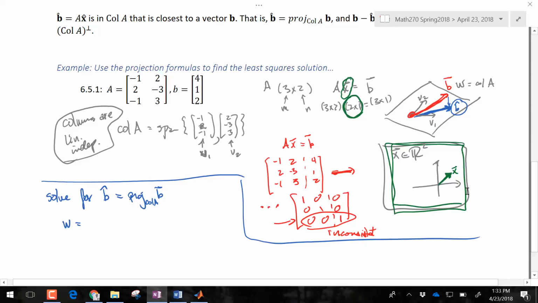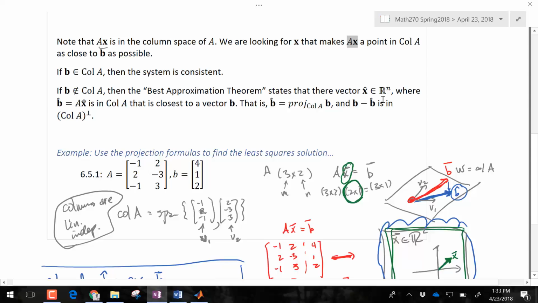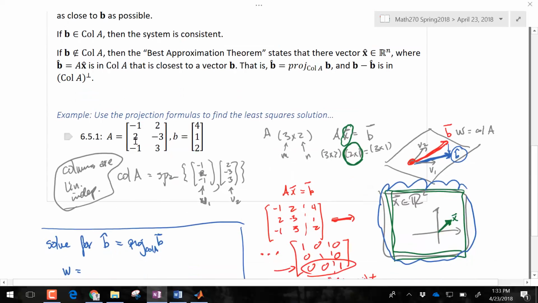No, it's not W. This is some other space that exists, and there is AX. AX is a vector in R3, but X, well, it depends on what A is equal to. A transforms X to that vector in R3, but it comes from somewhere. We don't care where it's coming from. We're trying to find out what that value is.